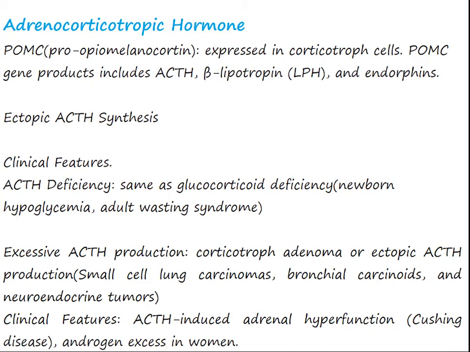Adrenocorticotropic hormone. Pro-opiomelanocortin is expressed only in corticotroph cells. The pro-opiomelanocortin gene products include ACTH, beta-lipotropin, and endorphins.